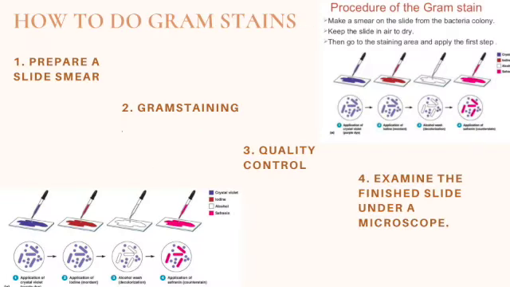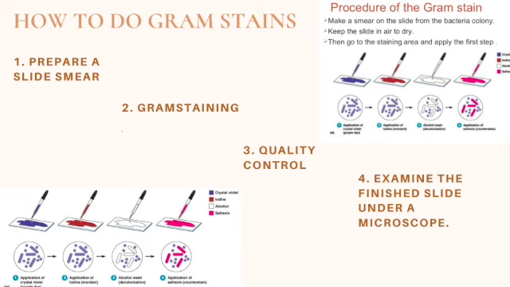So now I will be discussing how to perform the Gram staining, which would be discussed in four different steps. First would be to prepare a slide smear, then we'll move on to Gram staining, which will have more steps, but we'll discuss it later on. Next we have quality control, and last but not least, you examine the finished slide under a microscope. As for Gram staining, there is a more in-depth process on how to do it.